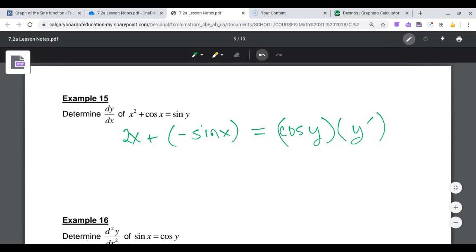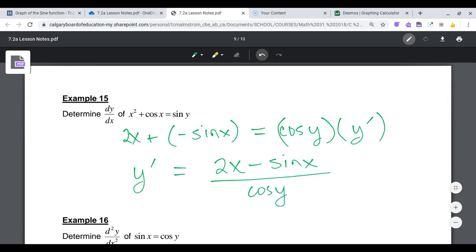And so this is easy to isolate. We're just going to divide by cos y. So we get 2x minus sine x as my numerator, all divided by cos y.